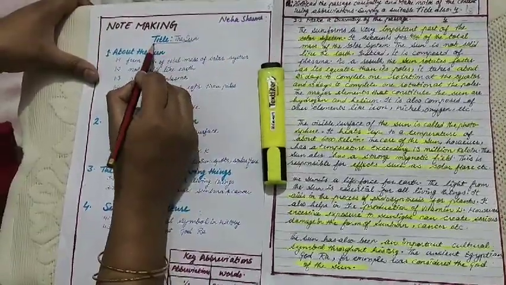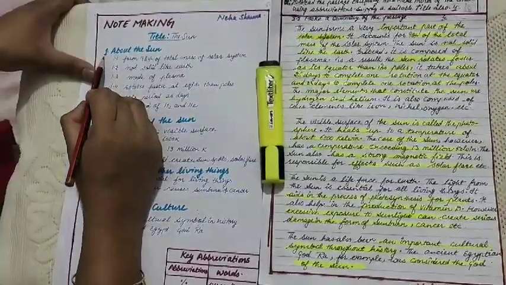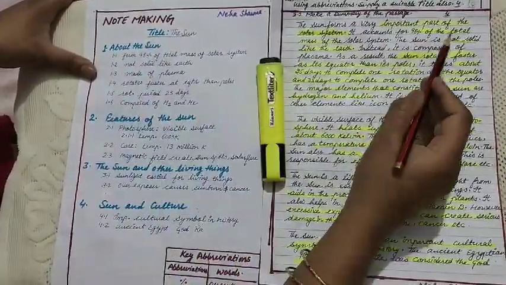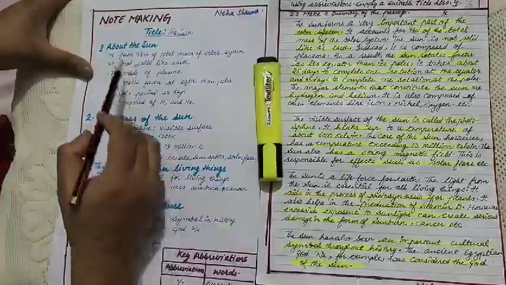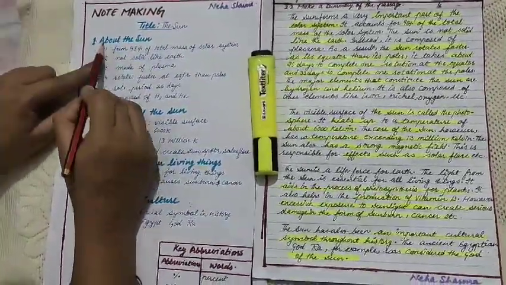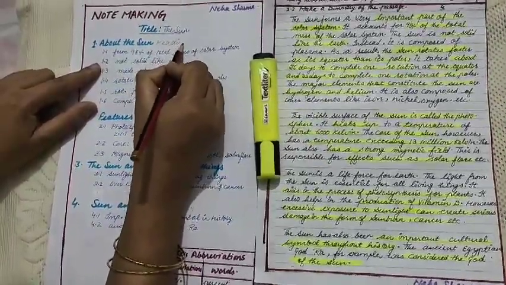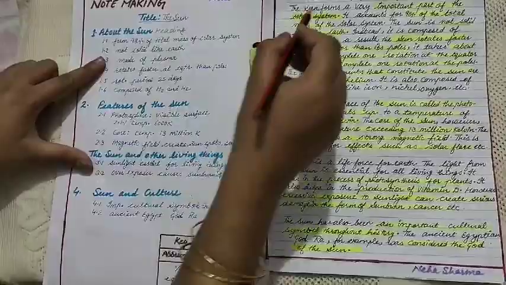So, the title is the sun. Number 1, about the sun. In this first paragraph we have read about the sun. So, the 1.1, this is the heading. What is this? This is the heading. Now, in this heading I have divided this.